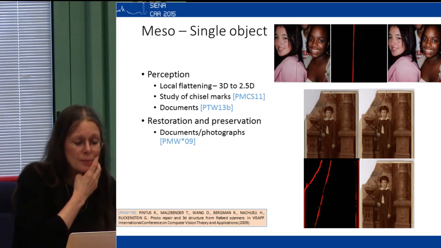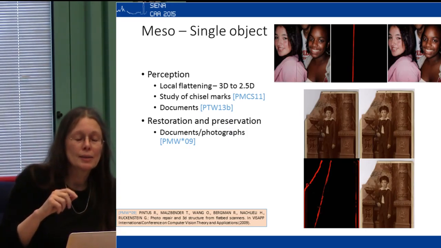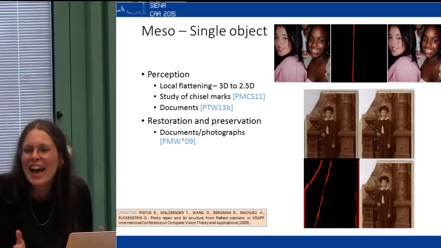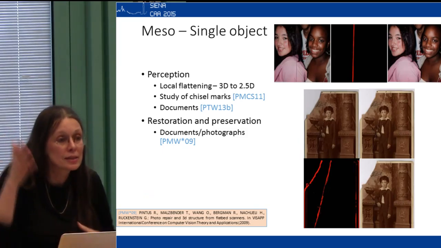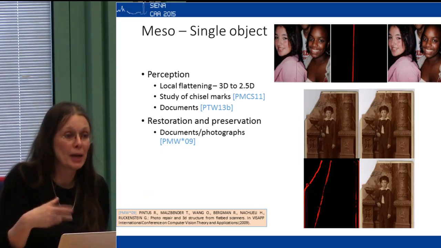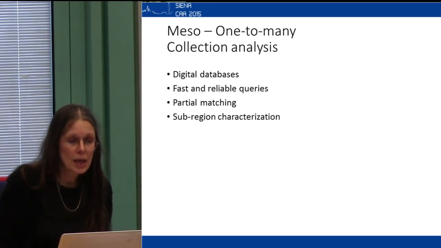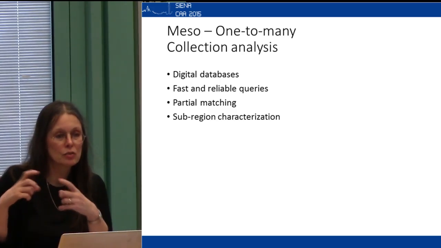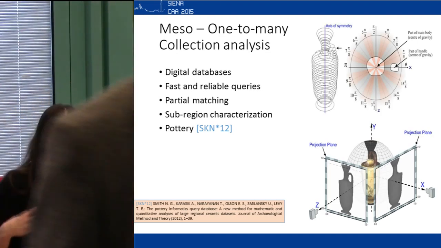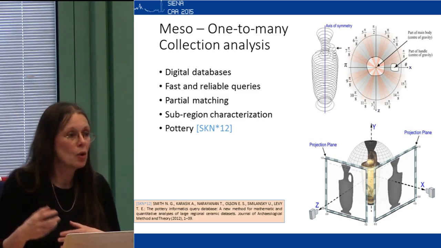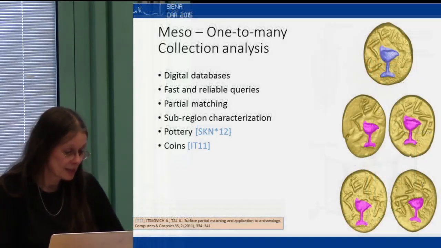Another single object mesostructure is using photometric stereo to find where there are creases in regions of the photograph in order to repair those creases digitally to correct damage to photographs. And another use of region is to characterize a region, like the size of a hole or the size of the start of a handle, in order to do database queries to find not the exact same object, but similar objects.